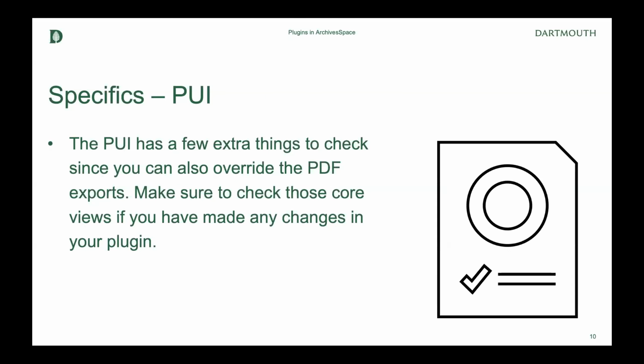The PUI has a few little extra things that you need to think about. You can override the PDF exports, for example, in views in the PUI. So again, that's an extra section that you need to think about and check to make sure that those things haven't changed in the core code, and if you're overriding them, that your overrides are merged in with core code changes.